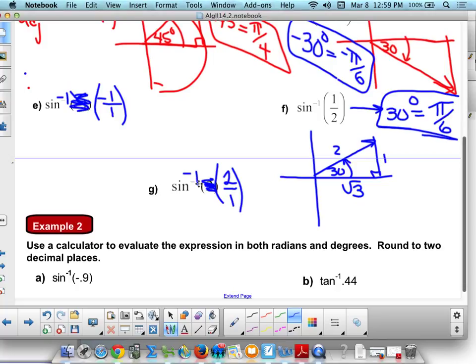Now the ratio of 2 over 1 means opposite over hypotenuse. I'm giving you the opposite side 2 and the hypotenuse 1. I need an angle that will give me this ratio, just like all of these. There isn't one. Why not? Because sine is opposite over hypotenuse, but there's no opposite that equals 2.